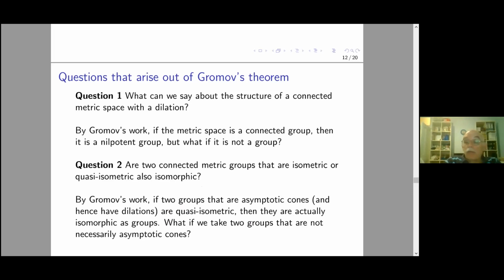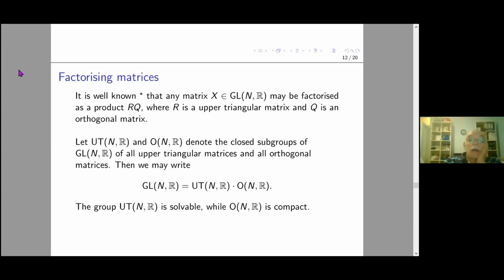So the work that I want to talk about in the last part of my talk is something that is probably quite well known. If I take any n by n matrix, then I can factorize it as a product R times Q. R is an upper triangular matrix, and Q is an orthogonal matrix.